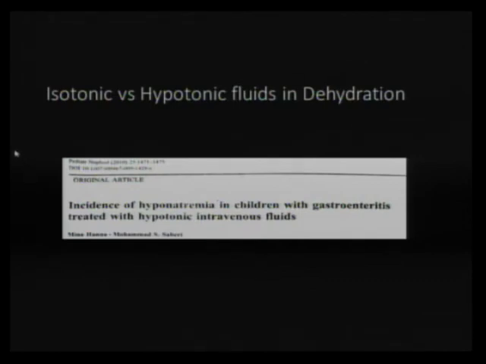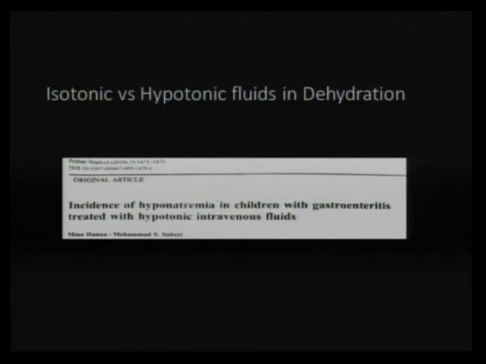So the results showed from this study that of the 97 who were isonatremic on admission, 18 developed hyponatremia following fluid therapy. 19 were mildly hyponatremic on admission, and interestingly enough, of those 19 that came in hyponatremic, after treatment with hypotonic saline, 73% became isonatremic.